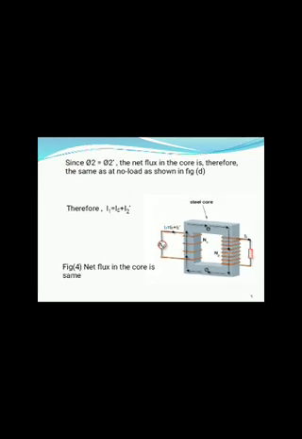So here the net flux in the core is the same flux, that is phi. Since phi2 equals phi2 dash, the secondary MMF is equal to the additional primary MMF. That is, N2 I2 is equal to N1 I2 dash.